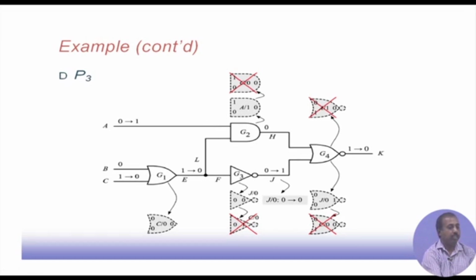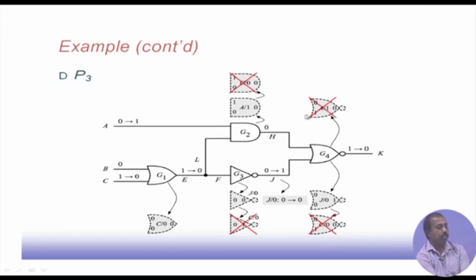For P3 we see that this is propagating further, and at this point we have C stuck at 0 coming to the primary output. So, we drop C stuck at 0 from the set, that is, wherever the C stuck at 0 gate was there. All those bad gates are dropped because they are detected at gate G4. Similarly, this A stuck at 1 is also dropped, because it is detected at a primary output.